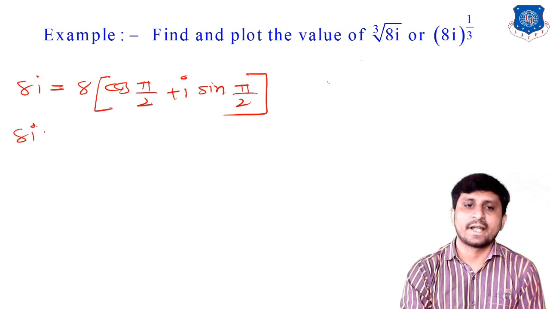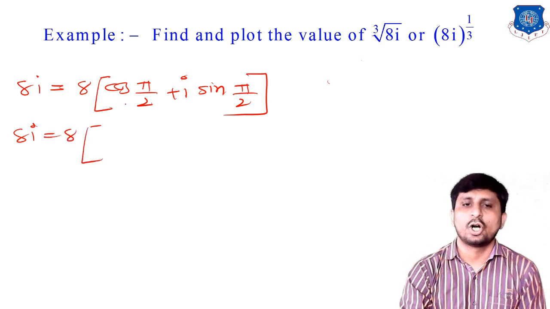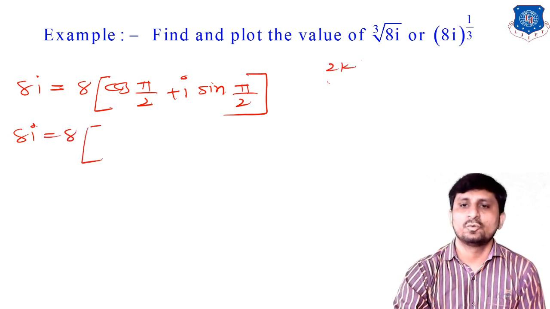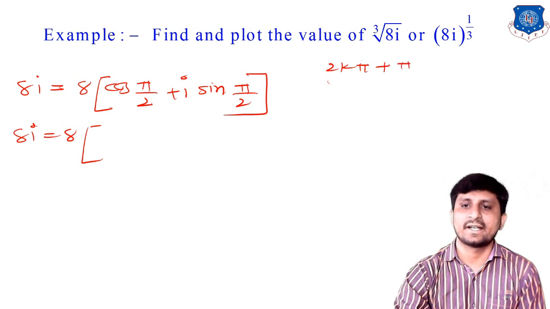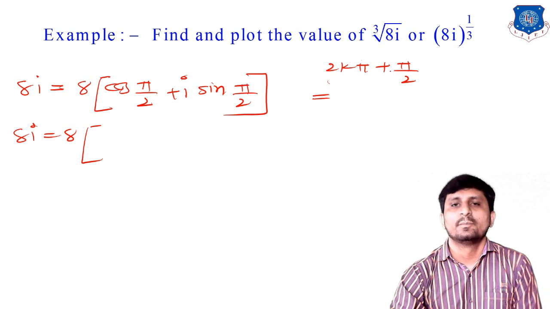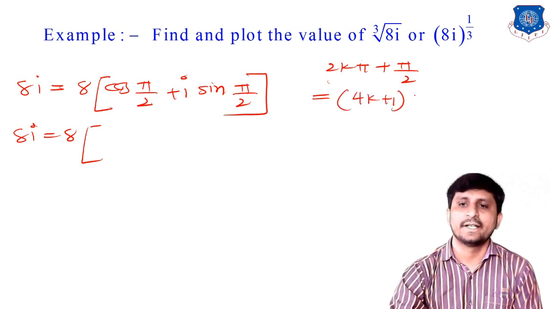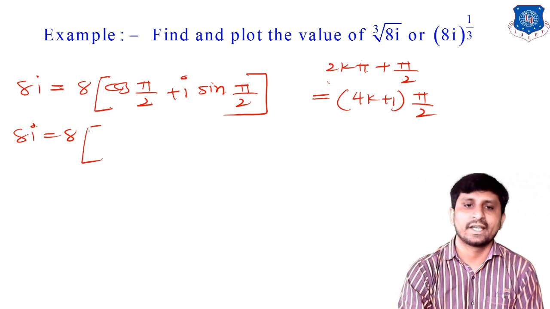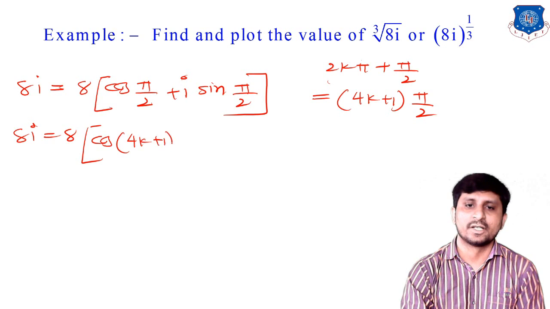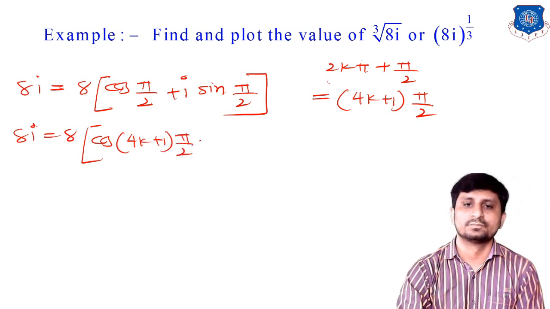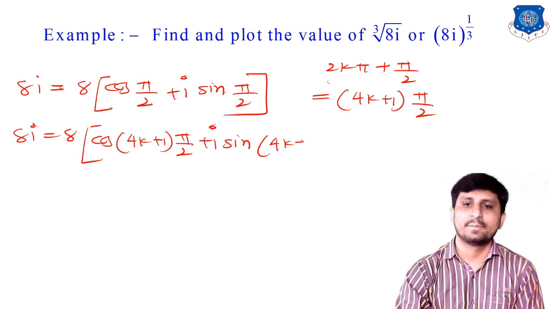Just add 2kπ, so 8i into cos. Now what is the value of 2kπ plus π/2? Can I write it directly as 2kπ plus π/2? When you take the LCM, it is 4kπ plus π/2, so (4k+1) into π/2. So that's why I write here cos (4k+1)π/2 plus i sine (4k+1)π/2.